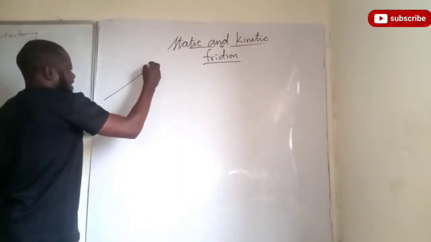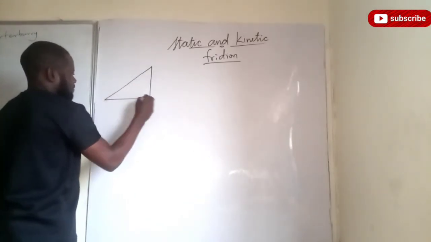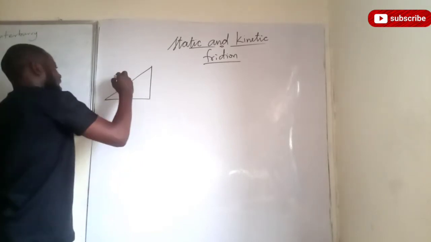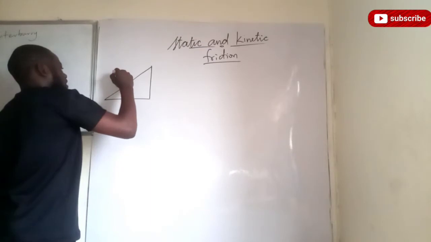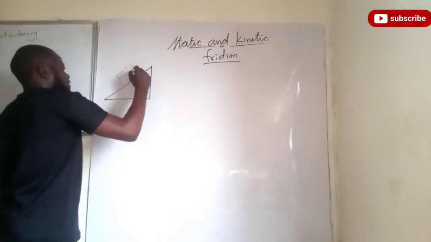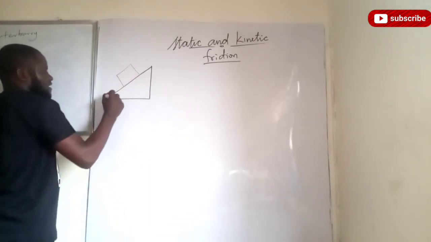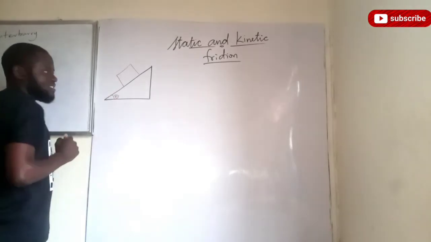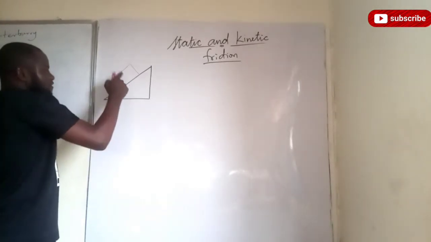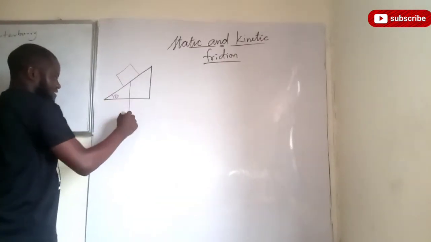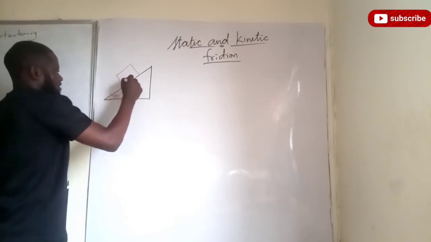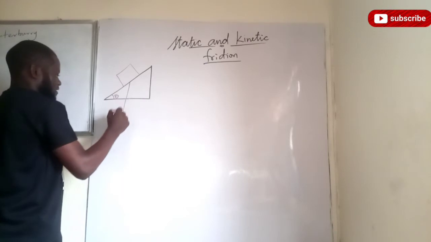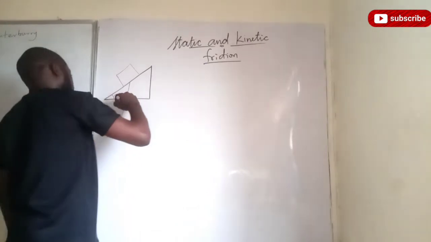If I have an inclined plane like this, and I have, okay, let me use the red marker, an object on this. This angle here is angle theta. The weight of this object is like this, downward, perpendicular to this axis. Let's call this mg.